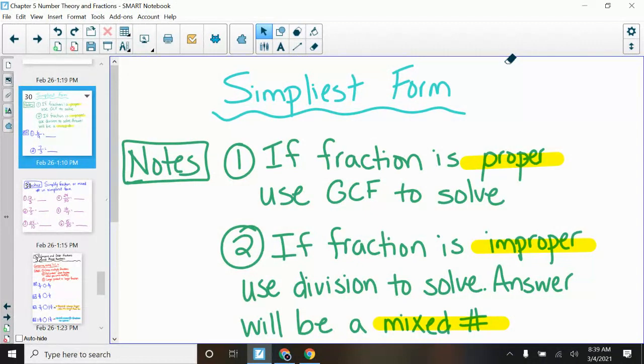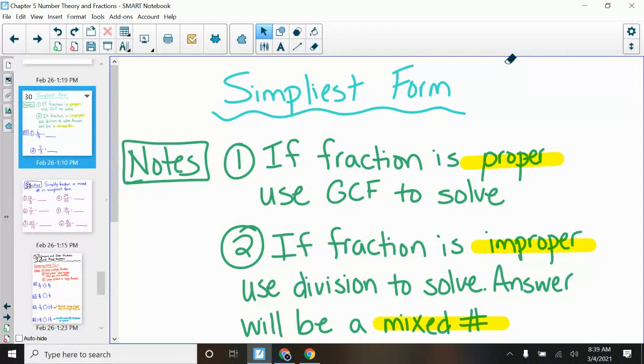So that's why we started out this whole lesson, this whole chapter, learning how to discover the difference between a prime number and a composite number. You must know the difference between a prime number and a composite number because you still use those tools to do skills like simplifying fractions, okay?